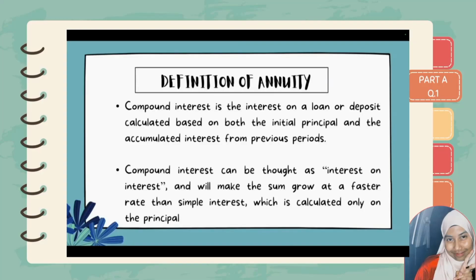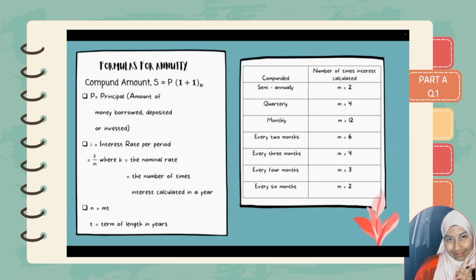First of all, we go to the definition of annuity. Compound interest is the interest on a loan or deposit calculated based on both the initial principal and the accumulated interest from previous periods. Compound interest can be thought of as interest on interest, and it makes the sum grow at a faster rate than simple interest, which is calculated only on the principal. These are the formulas for annuity that will be used for any question related to annuity.